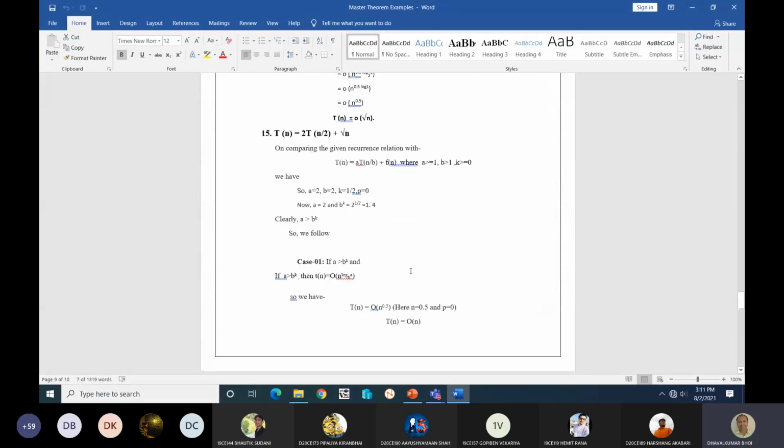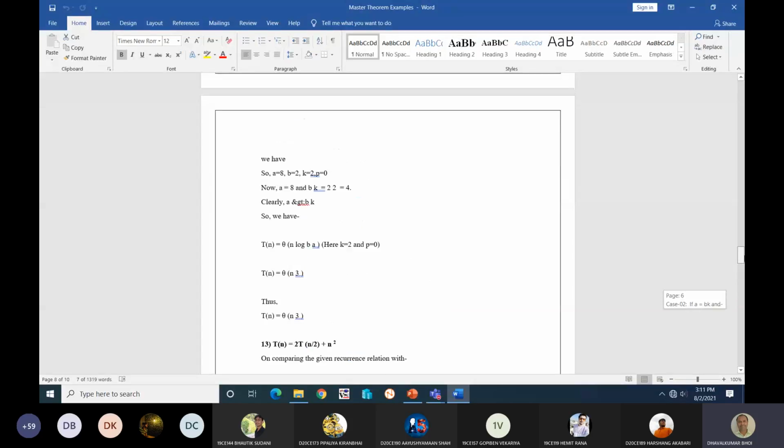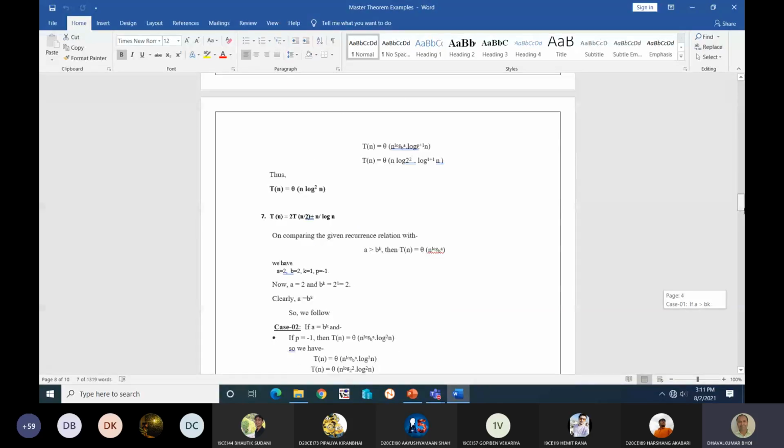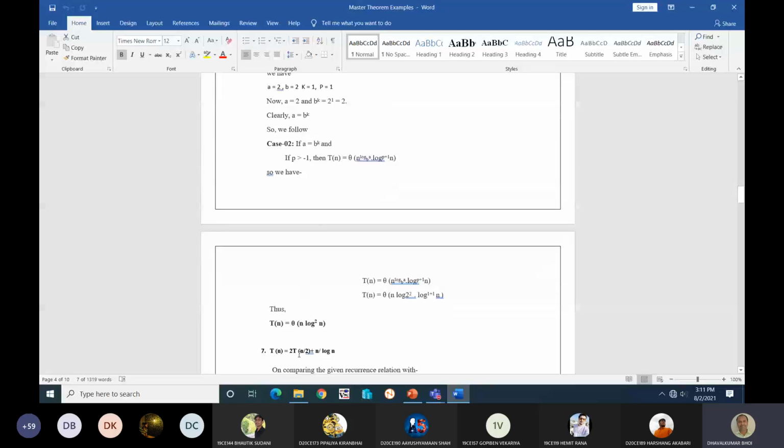There are 18 to 20 examples, so some other examples also are there that you may get as an assignment. You may try with this as well. Let me increase the font size so that you can see it. Yes, note down this. T of n is equal to 2T of n by 2 plus n divided by log n. So these are the three examples as per today's session.